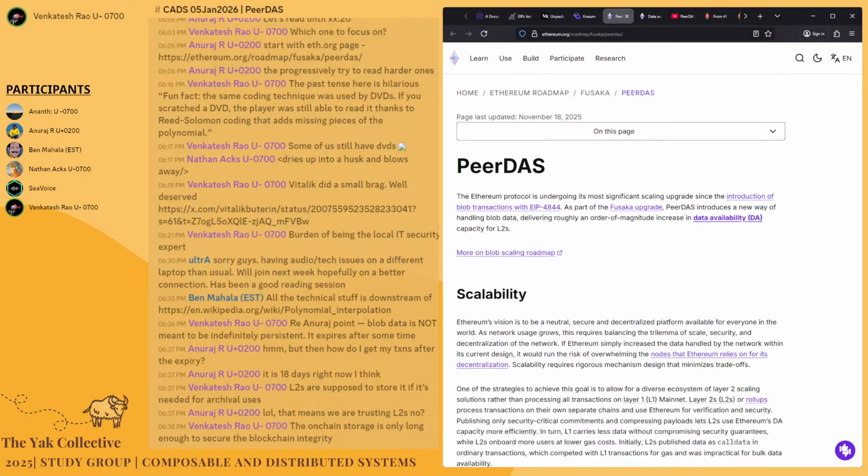What else? Yeah, I think it's worth clarifying that blob data is not meant to be indefinitely persistent. It hangs around for around 18 days, and it's meant to serve only securing the ledger type functions, not indefinite availability for whatever the payload is about.